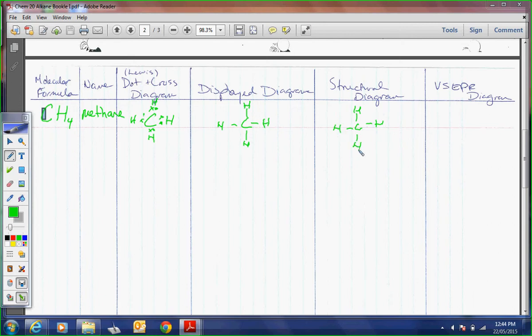What VSEPR diagram does this have? Do you remember? Tetrahedral. Do you remember how to draw a tetrahedral? So I'm going to write tetrahedral. Do you remember how to draw a tetrahedral? Yeah. How do you do it? See how many sticks? 4. Oh, on a VSEPR diagram? There's 2 sticks.